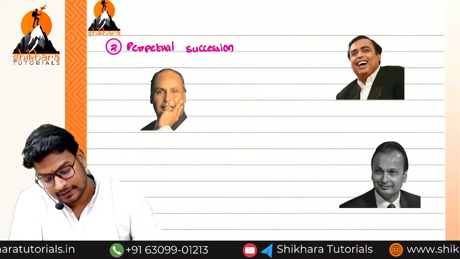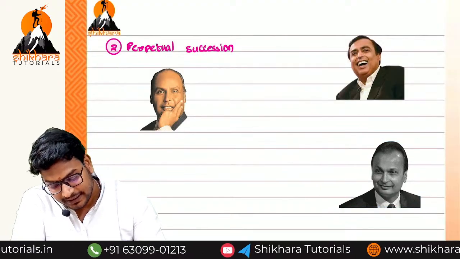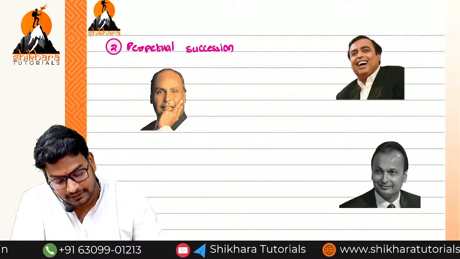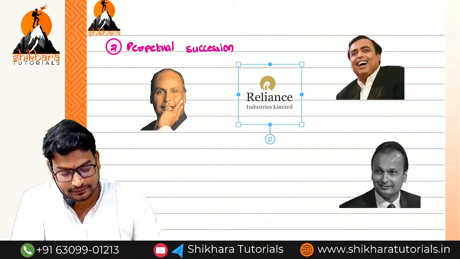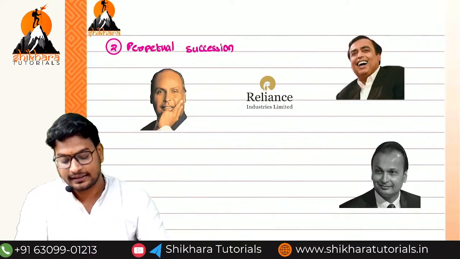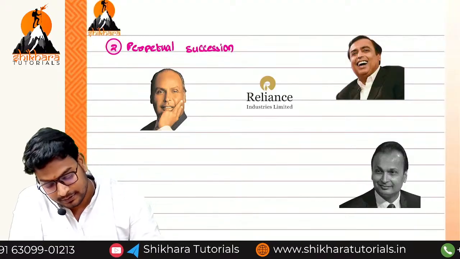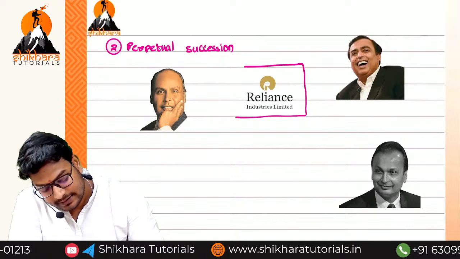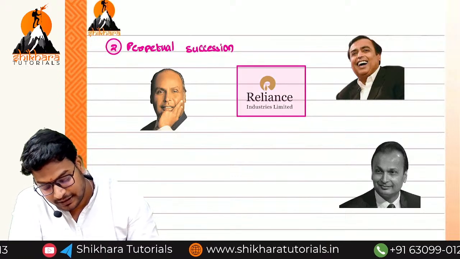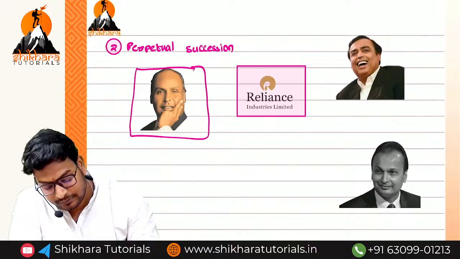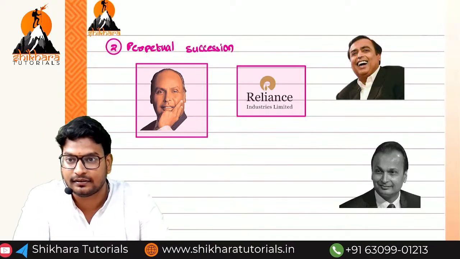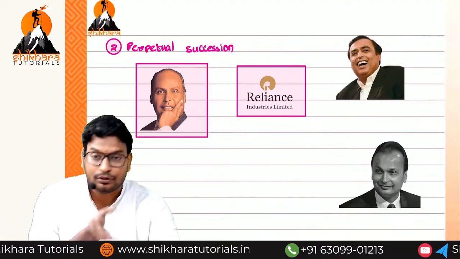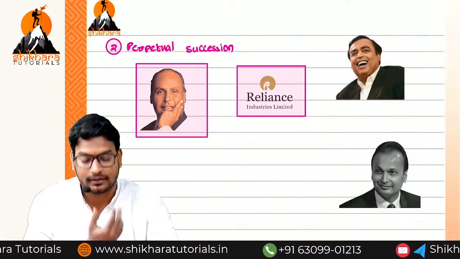And what is the company name? Which company does Dhirubhai Ambani have? Reliance. See this example, you can understand perpetual succession. First, who started the Reliance company? Reliance company was started by Dhirubhai Ambani. Now, is Dhirubhai Ambani there or not? Not there.